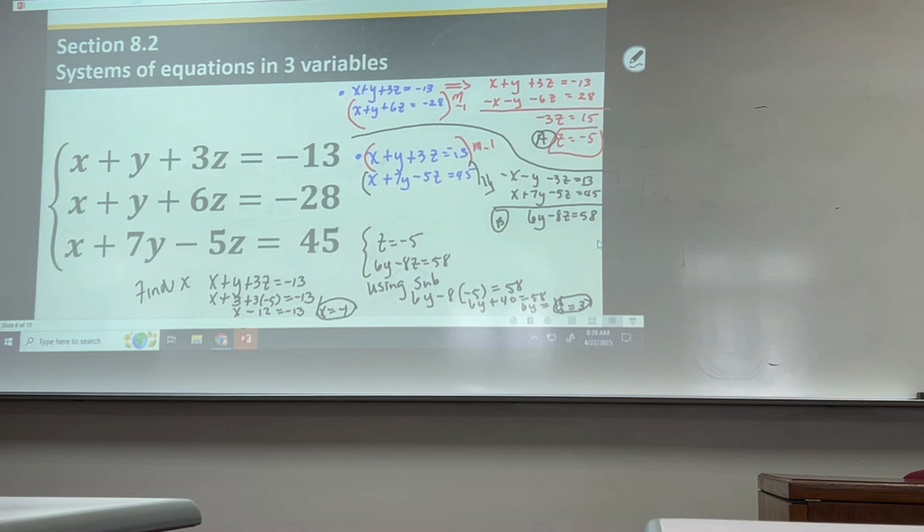So what is your answer then? What is the ordered triple? Put your x first, negative 1, right? Put your y next, 3, and your z last. And if you want to make sure you didn't make a careless error, what should you do with that solution? Plug it into all three to make sure it works, right?